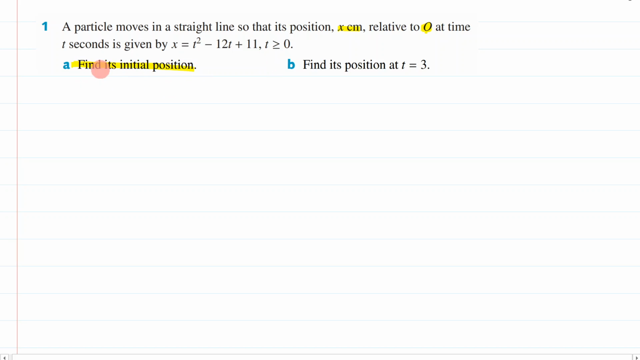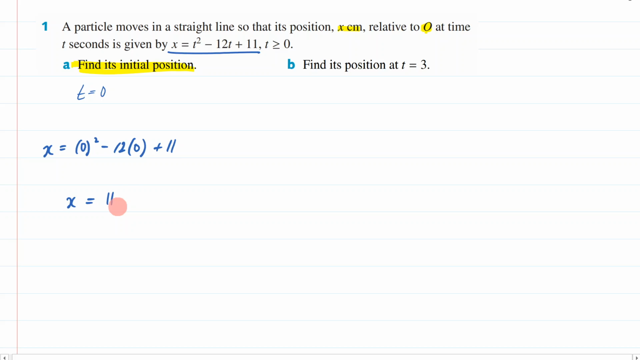Find its initial position. Well, I know that the initial position occurs when my time is 0, so when no time has elapsed at all, so when t is equal to 0. So what that means is I'm simply going to put that into my equation that I've been given. So I'm going to get x is equal to 0 squared minus 12 times 0 plus 11, which means x is going to be equal to 11.